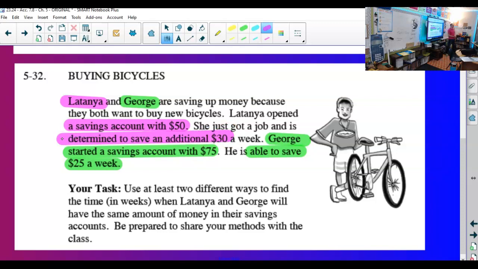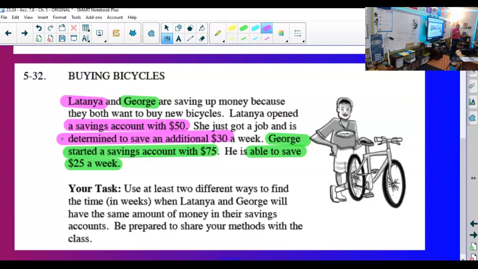I want you and your partner to first figure out how to write a rule. I don't know why we call these rules. It's an equation, right? I mean, it's a rule mathematically speaking. It's really a function if we want to use a $2 word, or my choir director used to say these things. We're going to write a function to represent Latanya's savings and George's savings. Then we want to figure out when they have both saved an equal amount of money.